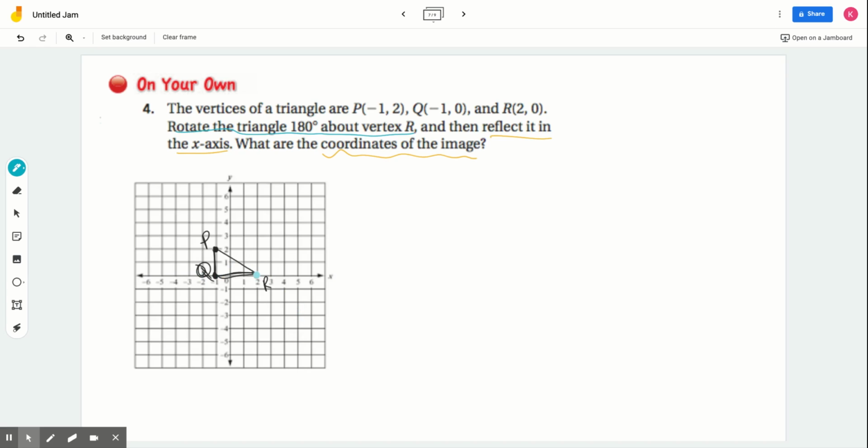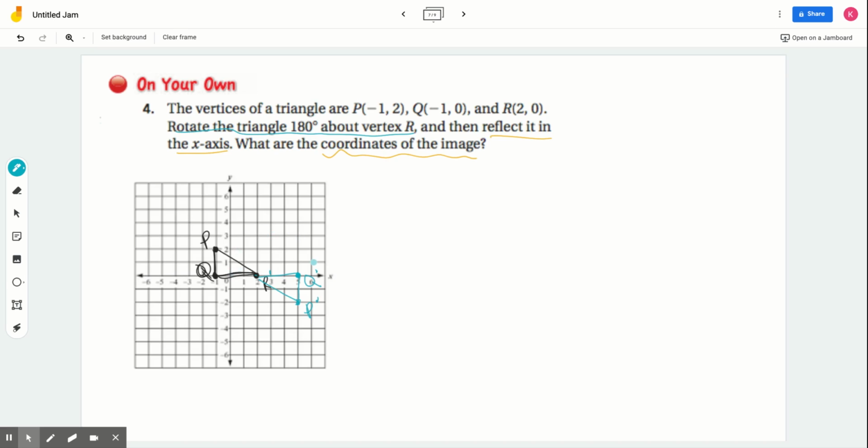So R will stay in the same place. So R prime. Q goes up from R and then it goes over from R. So 1, 2, 3 spots. So here we would have Q prime. Then P goes 2 away from Q. So P prime here, we can connect those points, and that will give us our rotation.